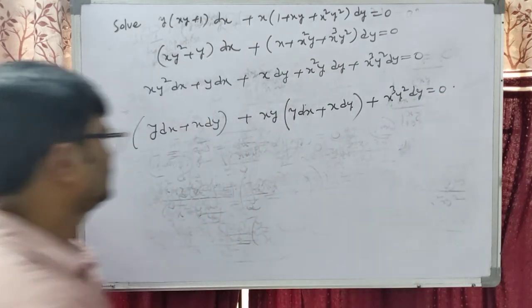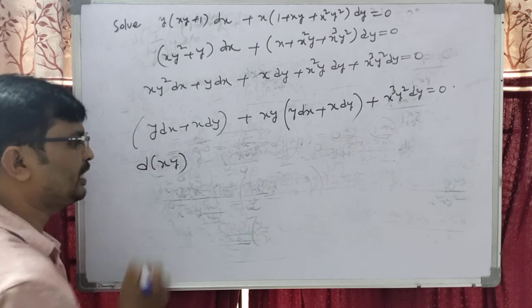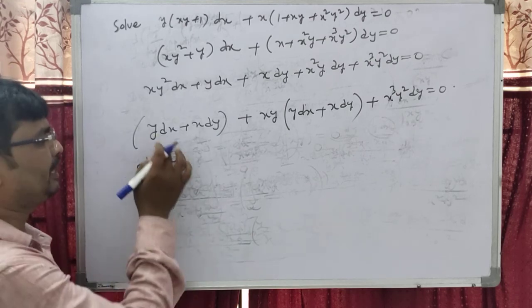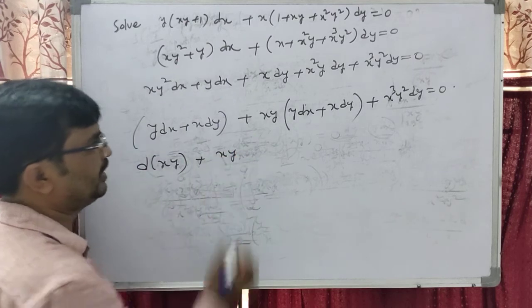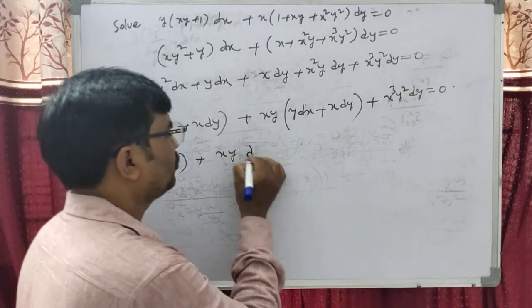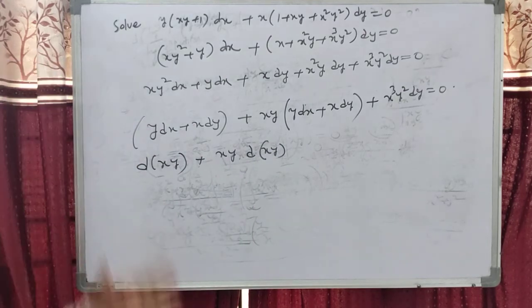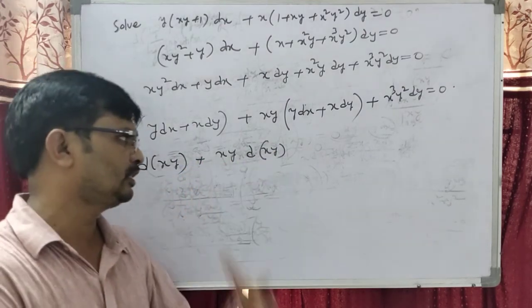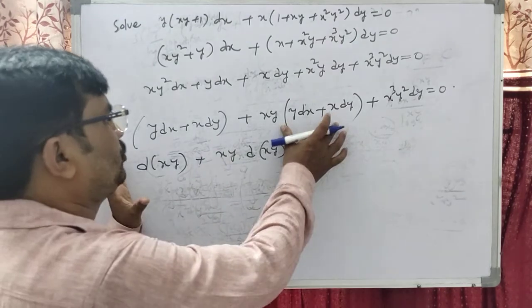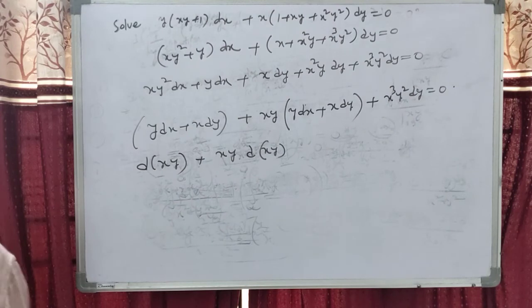My dear students, we have to know that the derivative of xy is x into dy plus y into dx. This is also the derivative of xy. It is no problem. When you apply the derivative, the integral cancels. When you take t, this is dt, no problem. The first two terms we have completed. We have to think only about the last term.